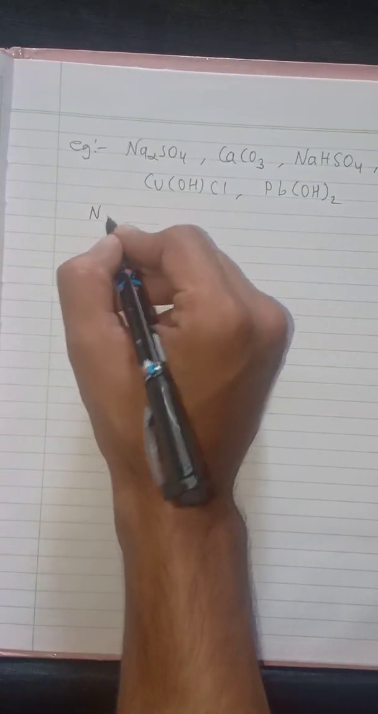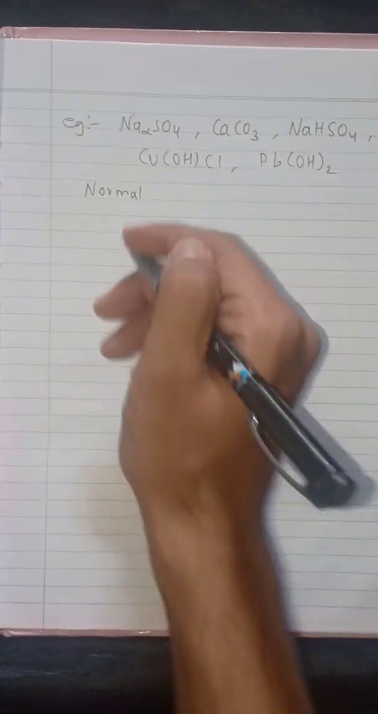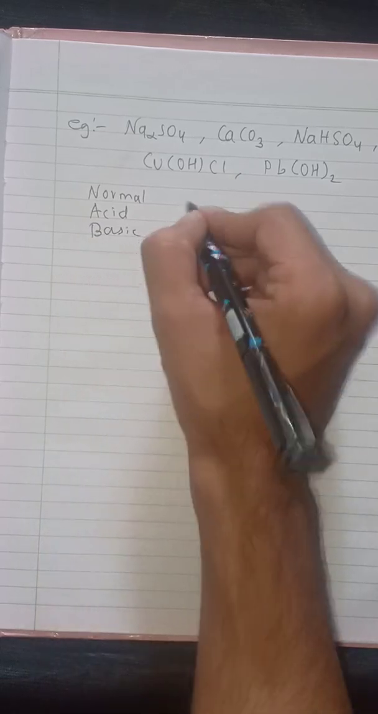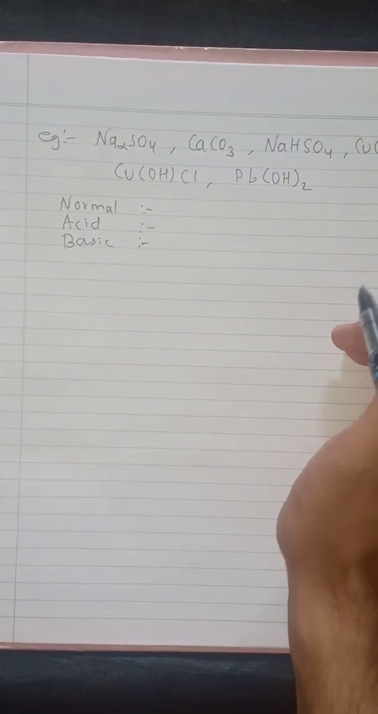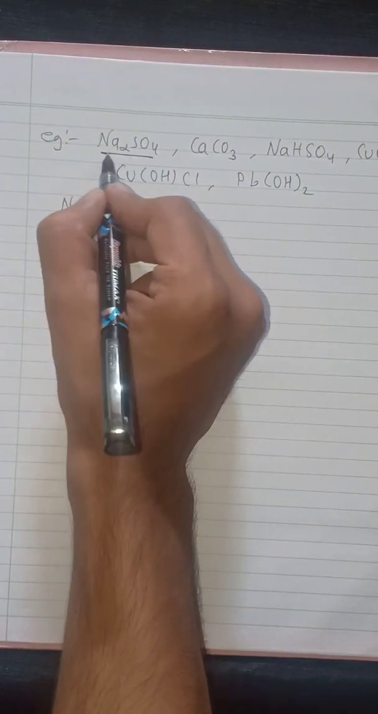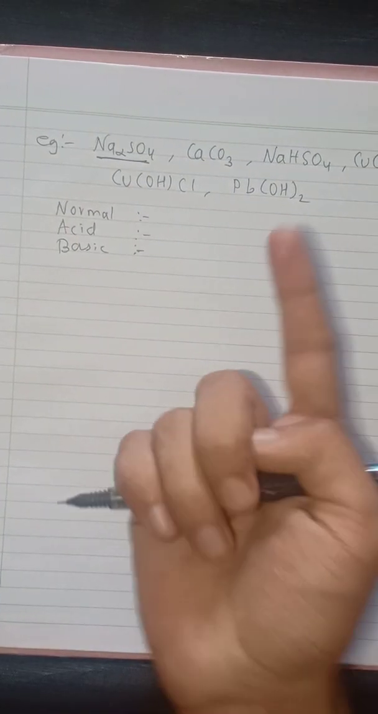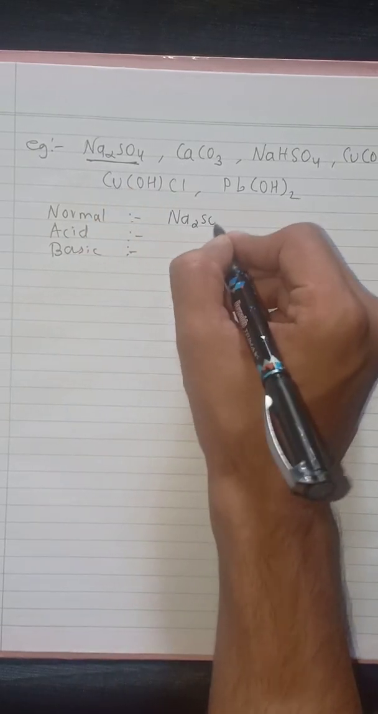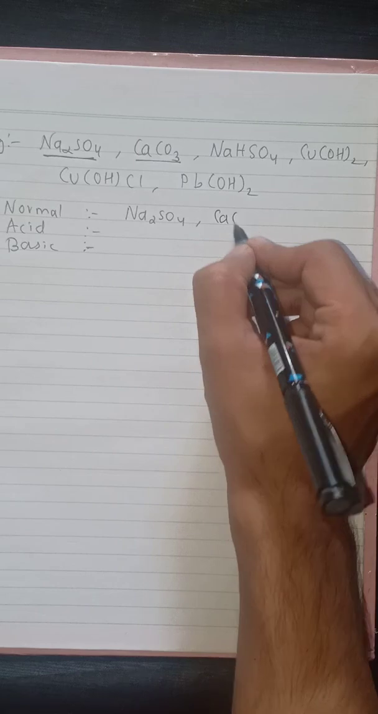So we need three classifications: normal salt, acidic salt, and basic salt. Let's classify them in order to get a better understanding. See, in this, OH and H both are not there. There is no H and no OH, so this is a normal salt. Second example, in this also, OH and H both are not there, normal salt.